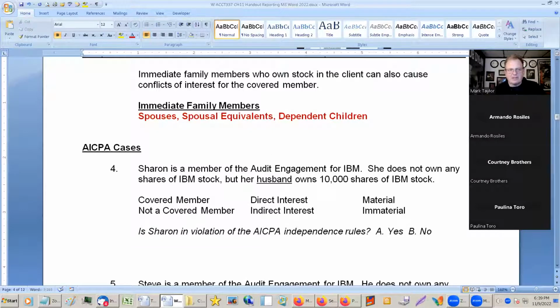Immediate family members are basically the people you see when you go home. Who's there when you go home? That's your immediate family. And notice for this one, it's only dependent children. If you have independent children, people that have moved out or whatever, they're not an immediate family member. Okay.